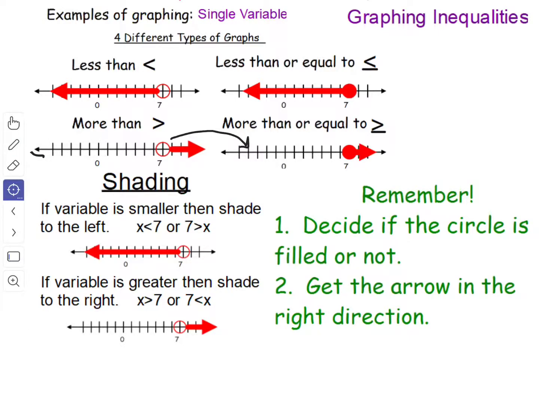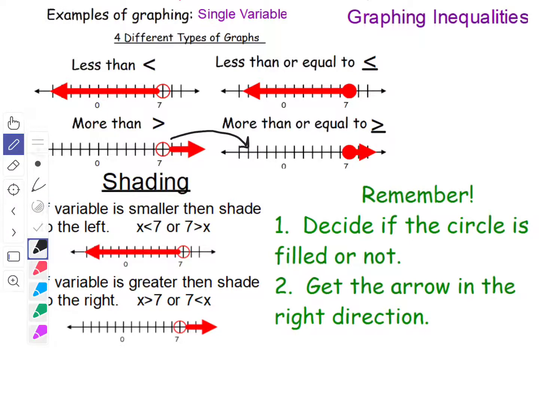All right, so sometimes we have to graph these inequalities. A few things to remember. There are 4 different types of graphs: less than, more than, less than or equal to, more than or equal to. The main thing is the shading and the circle. If the variable is smaller, like x is less than 7 or 7 is greater than x, we shade to the left because that's where the numbers are smaller. If x is greater, then we shade to the right. If it's just less than or greater than, our number is like the edge, but we don't fill it in. If it's equal to, we fill in where we start. So we have to decide if the circle is filled in or not, and then get the arrow in the right direction, okay?